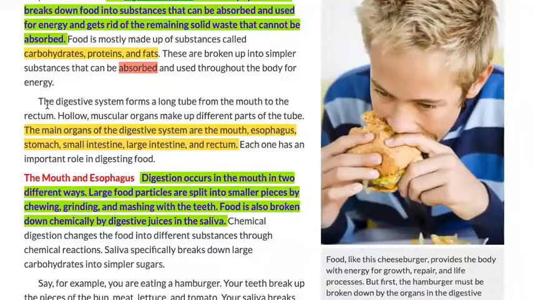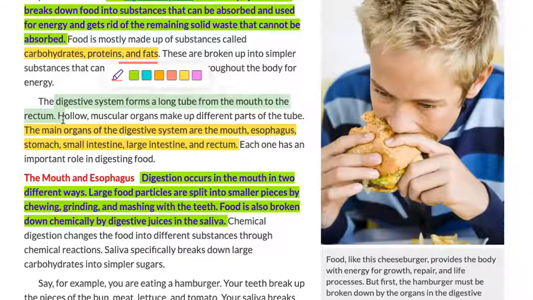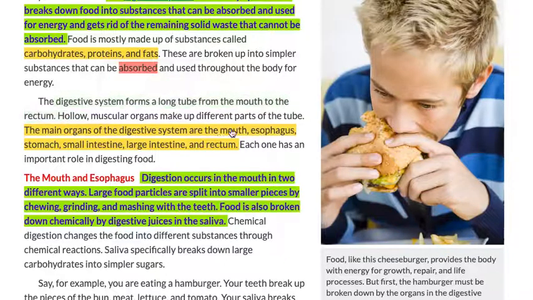And so the digestive system forms a long tube from the mouth to the rectum, right? And you have hollow muscular organs that make up different parts of the tube, starting with the mouth, esophagus, stomach, small intestine, large intestine, and rectum.